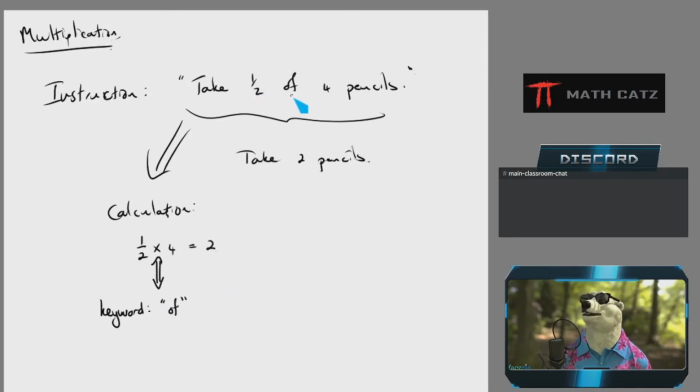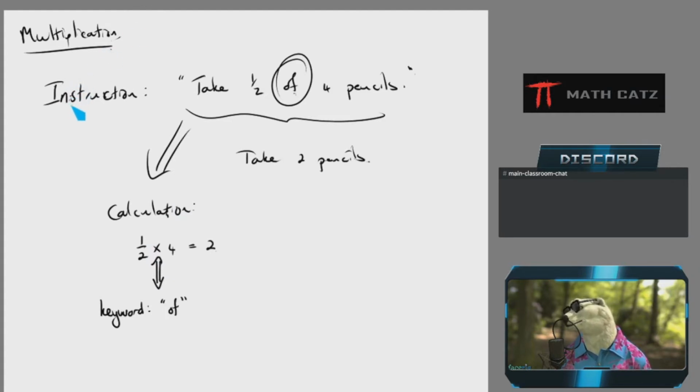Take a half of something. Of is the key word. In my experience at least, when you use that word, knowing what to do is much more obvious. If I say, take a portion of something, everyone's going to know what to do. Okay, just what portion do I have to take? And the calculation that is behind that is the multiplication.